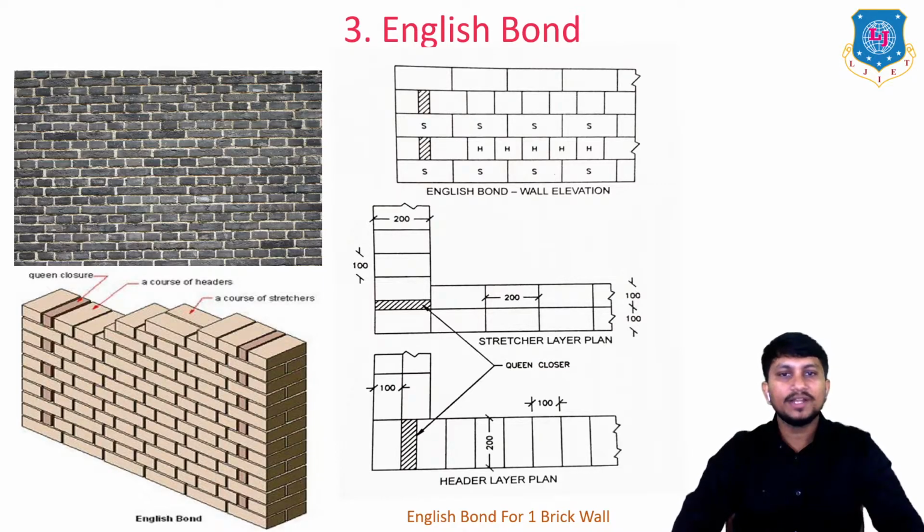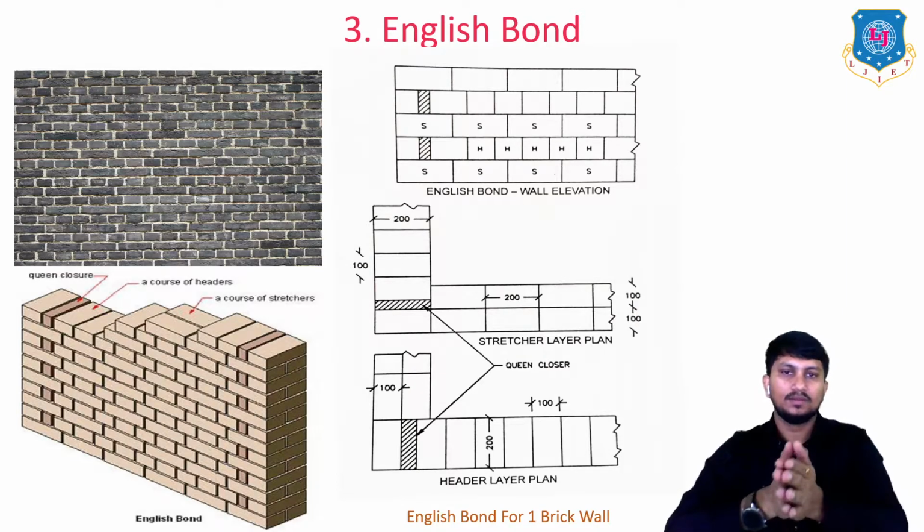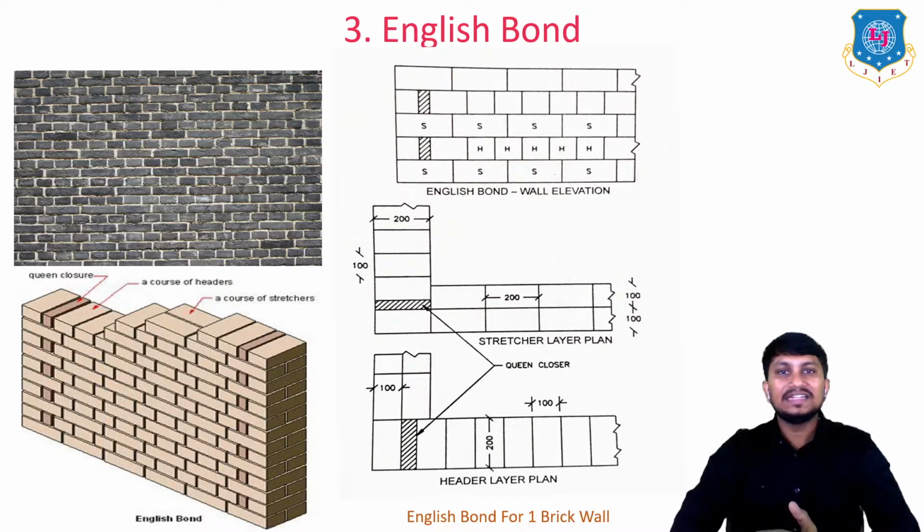To avoid vertical joints in one line, we use queen closure, which is nothing but the half portion along the length of the brick. These queen closures are used near the corner of the wall at alternate courses. This is called the English bond for one brick wall.